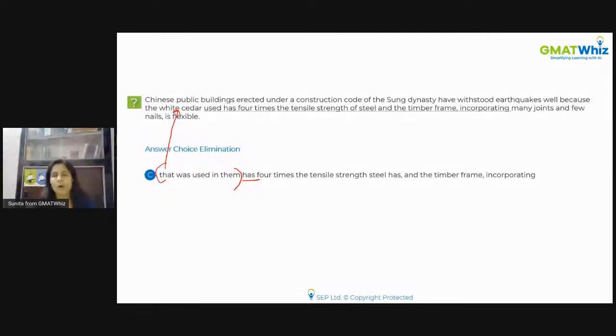And the timber frame incorporating. Now, the problem here is this was used. First of all, the relative pronoun clause, really no need. And second, was used here implies it is no longer present. But since the buildings are still standing, the white cedar would also be there. Therefore, using was used is actually incorrect. We should not use the simple past here. So this sentence C is also not correct, guys.